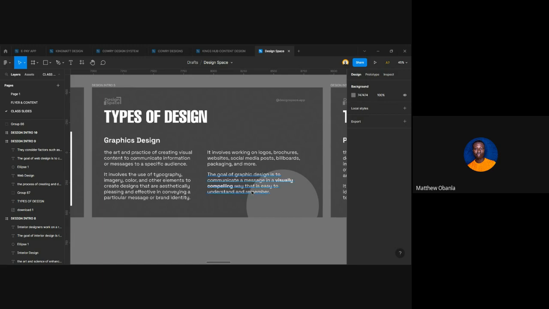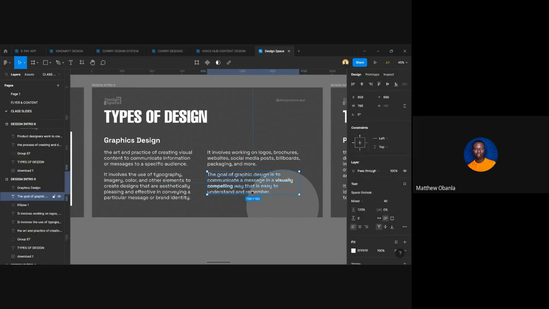So yeah, I mentioned that the goal of graphic design is to communicate a message in a visually compelling way, one that is easy to understand and remember. Okay, imagine the MTN logo, for instance. Imagine that MTN is changing the font of their logo every day.